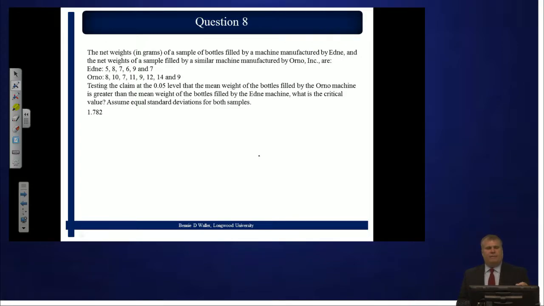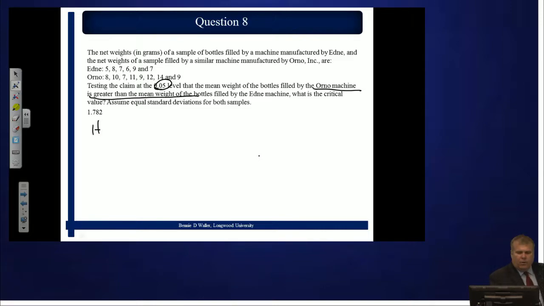Edna has 5, 8, 7, 6, 9, and 7 grams. Orno has 8, 10, 7, 11, 9, 12, 14, and 9 grams. Testing the claim at the 0.05 level that the mean weight of the bottles filled by Orno is greater than the mean weight of bottles filled by Edna.